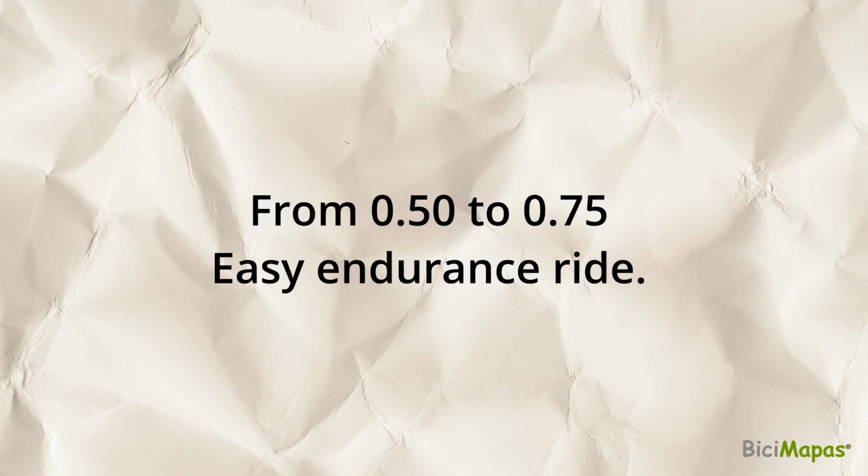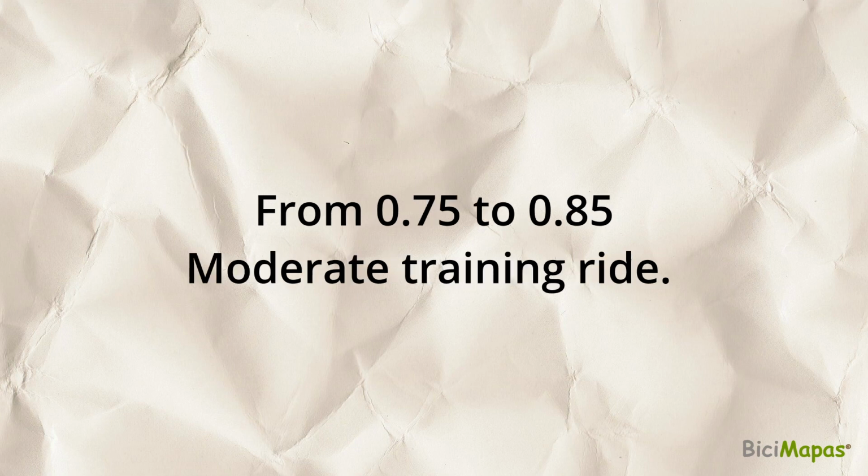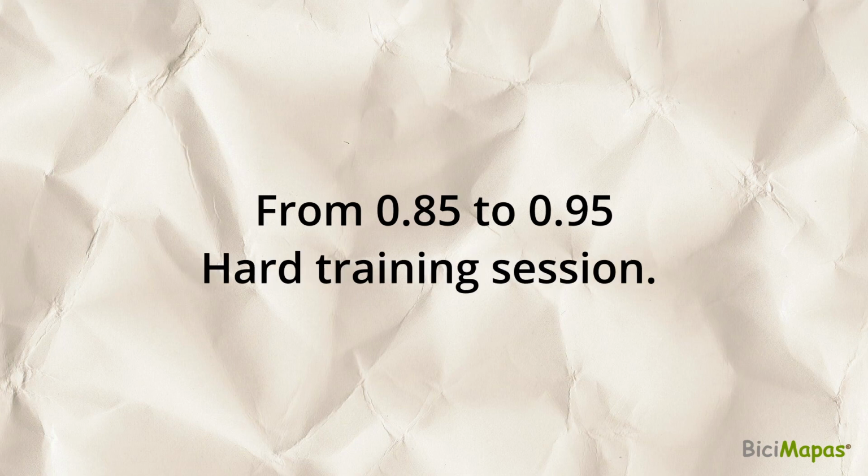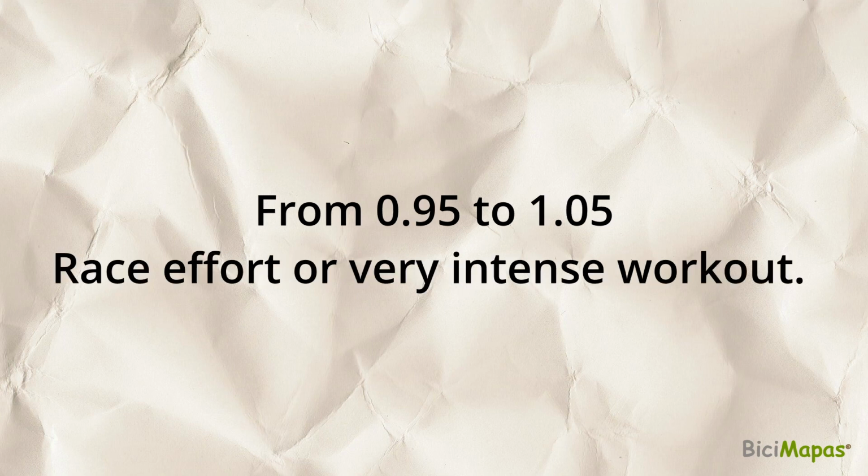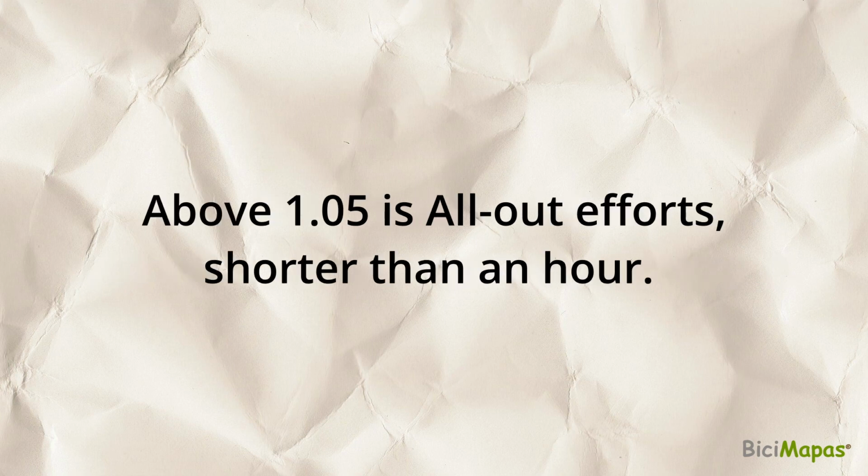What the intensity factor values mean for your training. From 0.50 to 0.75 is an easy endurance ride. From 0.75 to 0.85 is a moderate training ride. From 0.85 to 0.95 is a hard training session. From 0.95 to 1.05 is a race effort or very intense workout. Above 1.05 is all-out efforts, shorter than an hour.